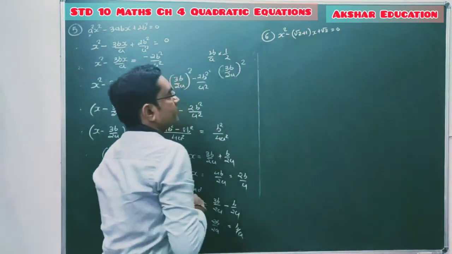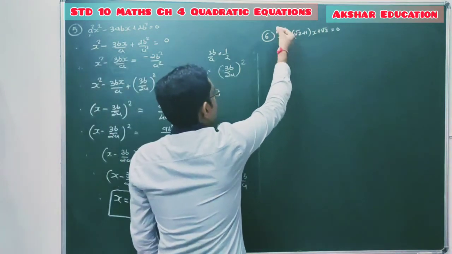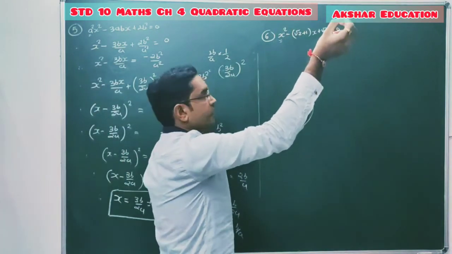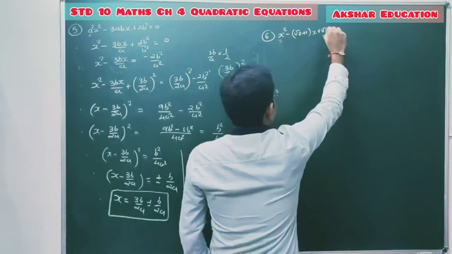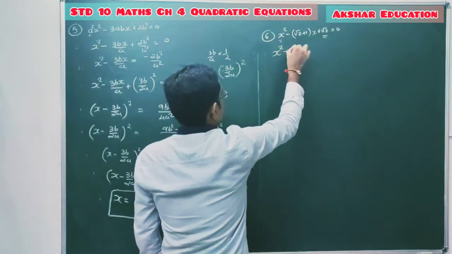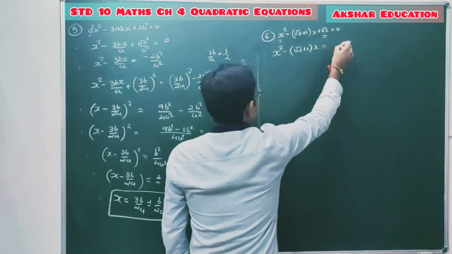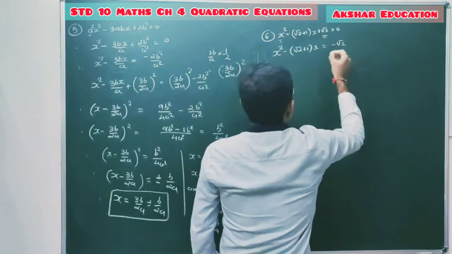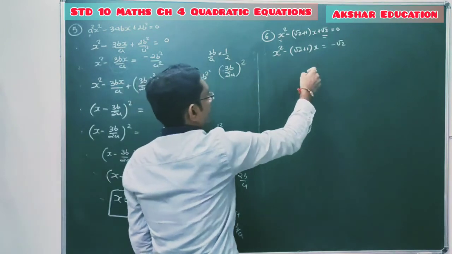Now for question number 6. It is already given that the coefficient of x square is 1, so the first step is not required over here. The second step, take the constant term on the right hand side. So we have x square minus (root 2 plus 1) x equal to minus root 2. Done? Now next step, consider the coefficient of this x.